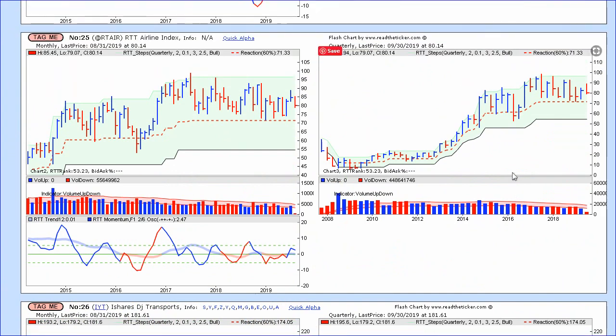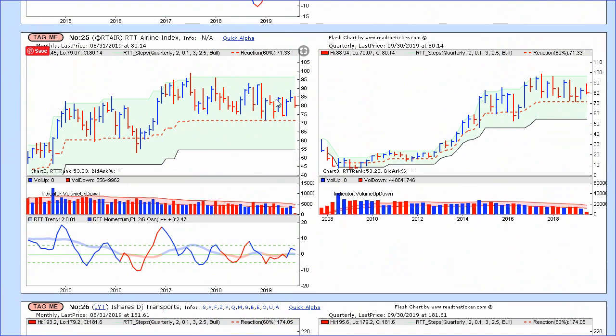Oh, here's something that's interesting. What's this? RTT airline index. I've got my own custom index here, RTT Air, which is the airline stocks out of the transport. So that's looking attractive. Momentum creeping up. I want to see that turn around. I'll start to watch that.